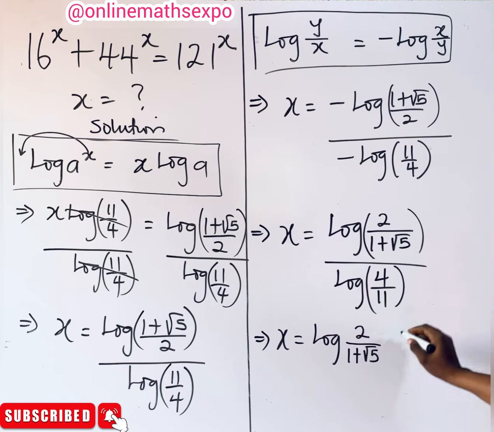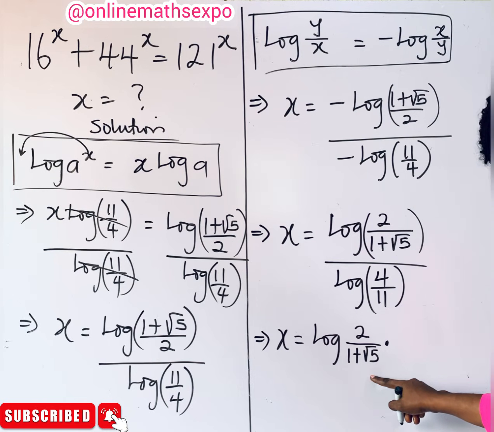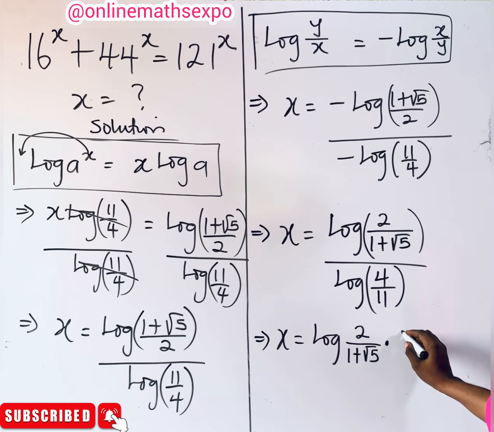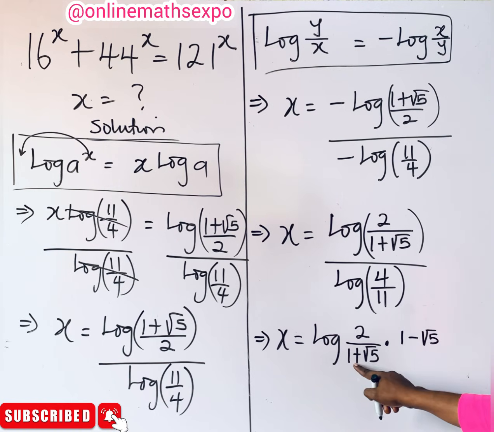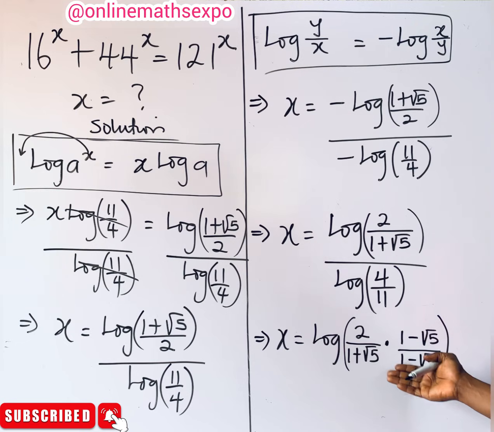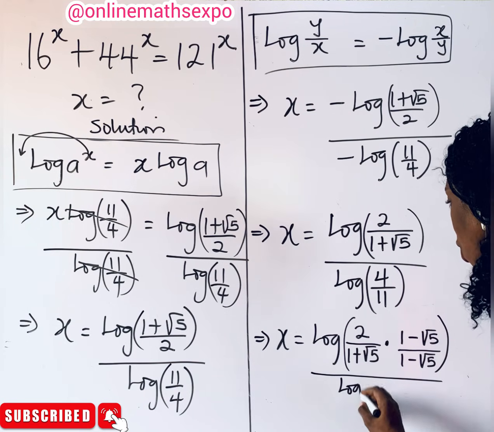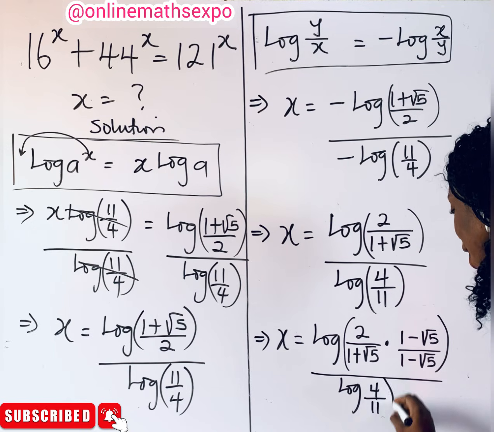So remember, to rationalize means you are going to conjugate this denominator. So conjugate means to change the sign. So it means you are going to multiply the numerator by 1 minus root 5. You see, we changed it from positive to negative. Use the same number to multiply the denominator. By doing this, you are rationalizing, okay? Then it is divided by log of 4 over 11.